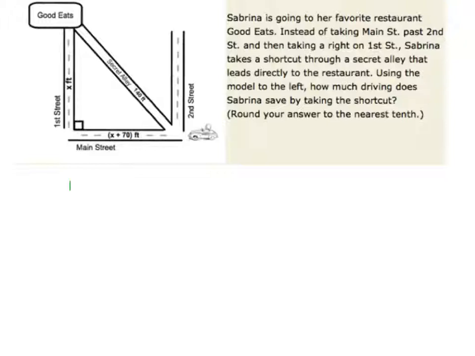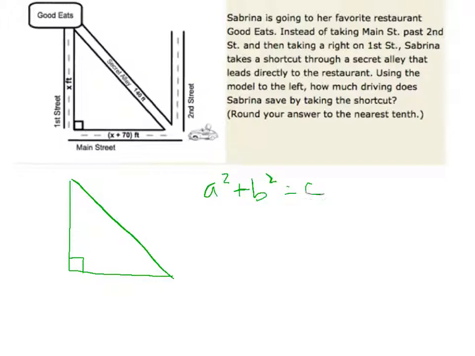We can see that this model gives us a right triangle. We also know that we can apply Pythagorean's theorem, a squared plus b squared equals c squared, to a right triangle where this side equals either a or b. I'm going to set it equal to a. And this side equals b. And the hypotenuse always equals c.